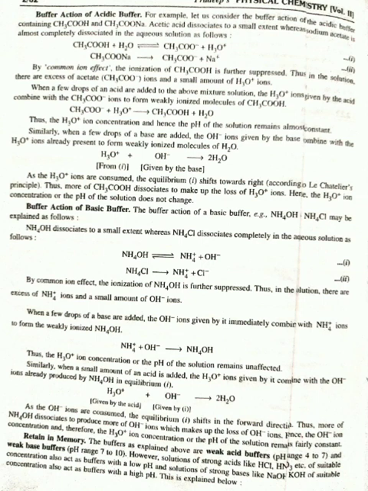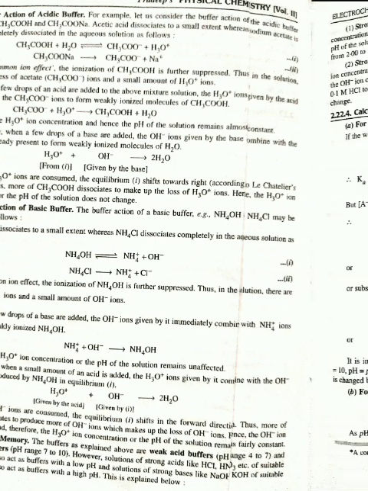The buffers explained above are weak acid buffers and weak base buffers. However, solutions of strong acids like HCl, HNO3, etc. of suitable concentration also act as buffers with a low pH, and solutions of strong bases like NaOH, KOH of suitable concentration also act as buffers with a high pH. This is explained below. Strong acid buffer.